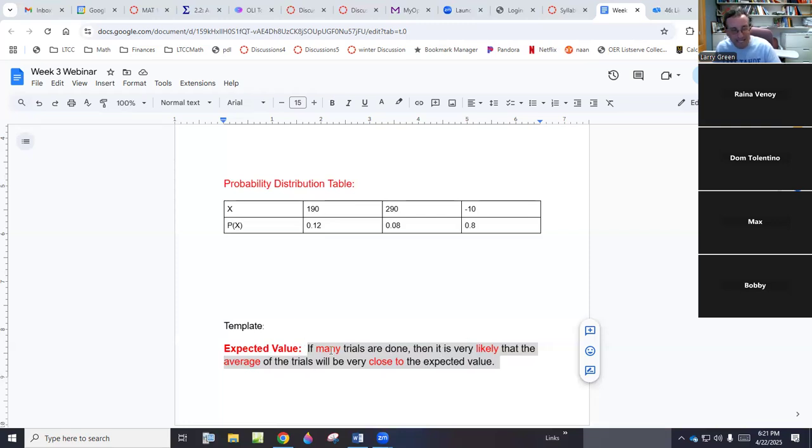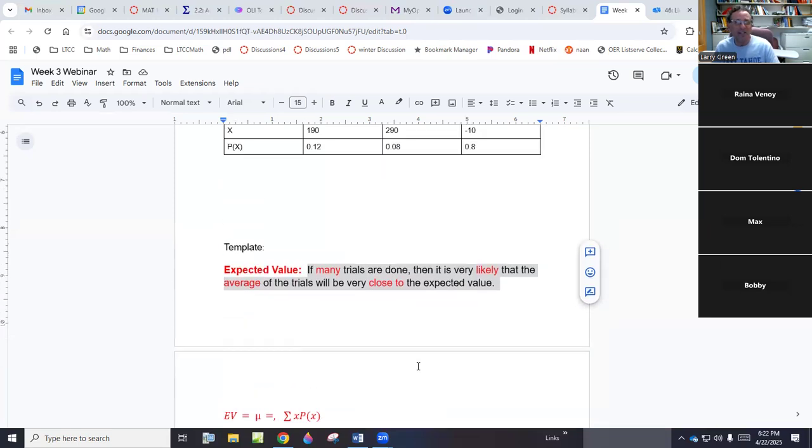So if many trials are done, then it is very likely that the average of the trials will be very close to the expected value. Now this is a template. This is a template. This is not the exact wording in terms of all the words, just those that I yell, those have to be there. The others are going to be related to what it's asking. So don't just write exactly this.